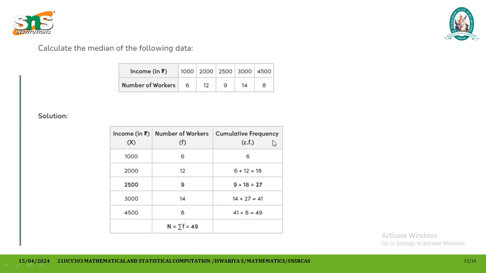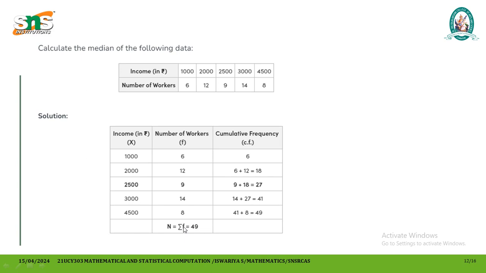Cumulative frequency means first we write the first number as it is. Then we add this number to the next values. That is 6 plus 12, I get 18. Then 18 plus 9, I get 27. Then 27 plus 14, I get 41. And 41 plus 8, I get 49. By adding all the f values, I get the value of n.